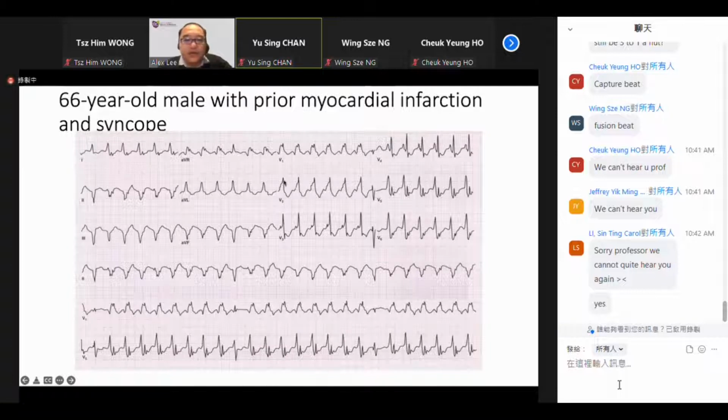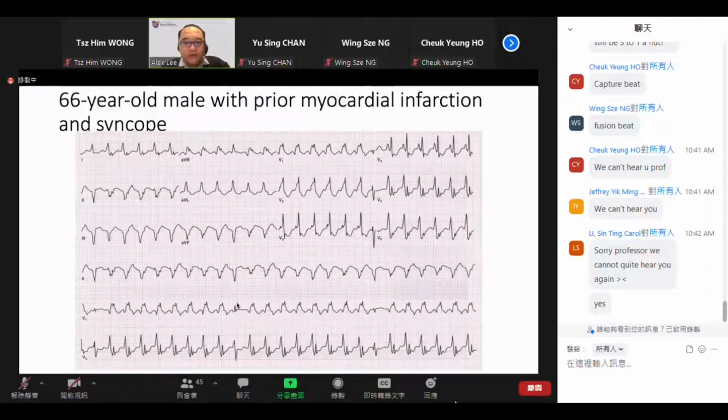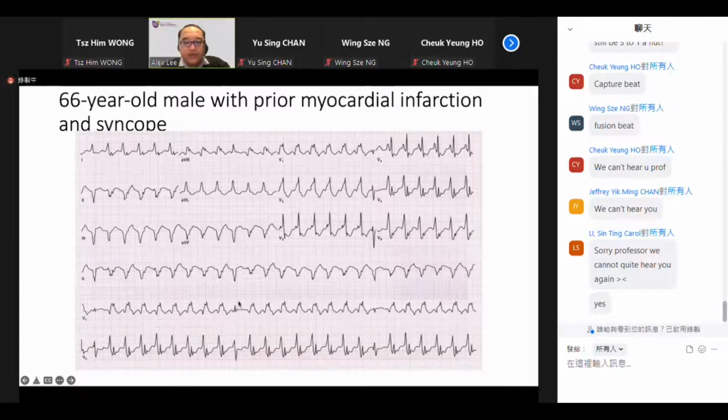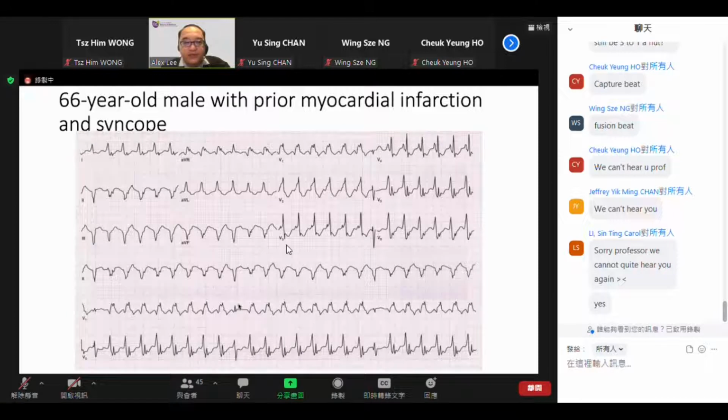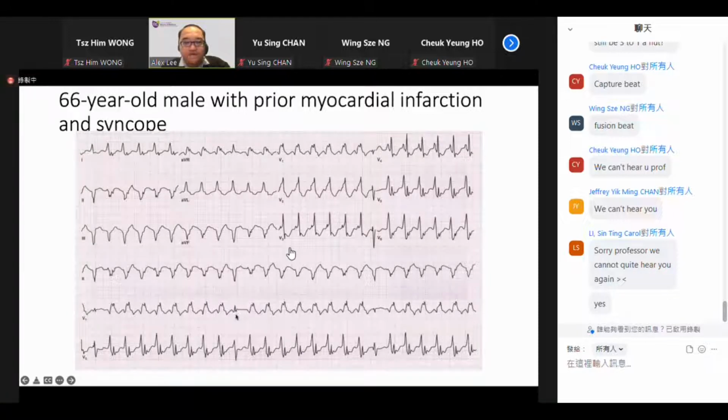Sorry. I was explaining the capture beats. In the VT your SA node is still actually firing, and by chance the electricity from the SA node can pass through the AV node and capture the ventricle through the His-Purkinje system, and therefore give rise to a normal looking narrow complex. And this is called a capture beat.